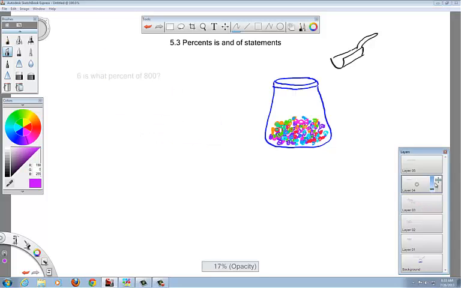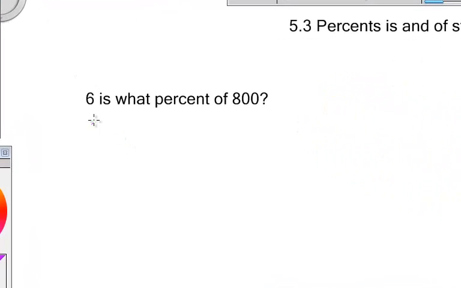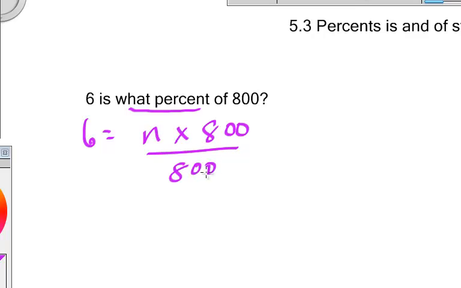Moving along. Isn't this fun? 6 is what percent of 800? Now, this is a very small percentage. Think about it. If there's 800 marbles in this thing and you scoop out only 6 of them, that's a very small percent. So this would be 6 equals n times 800. And again, the theme is we're going to divide by the number that's next to the variable. So we're going to divide by 800.